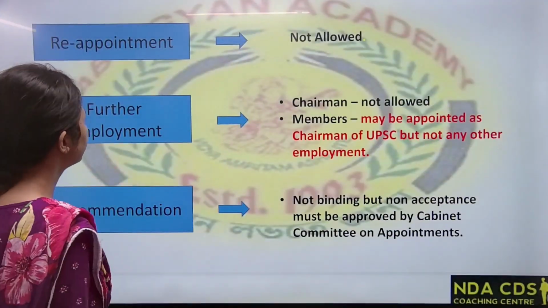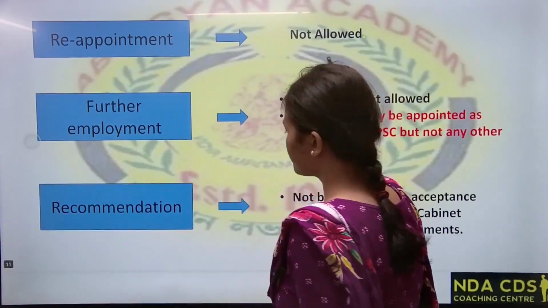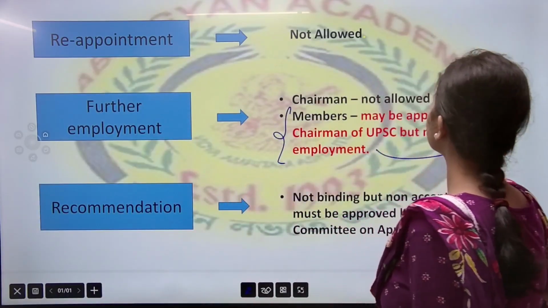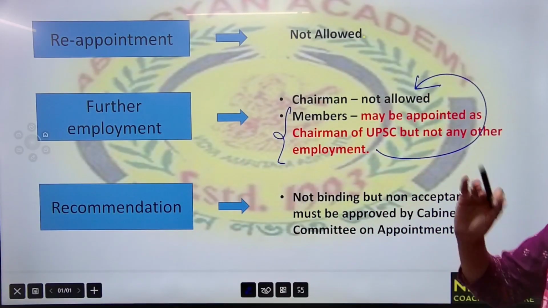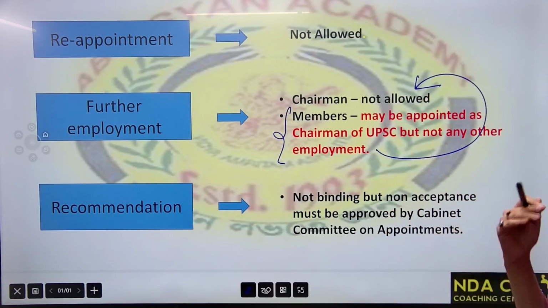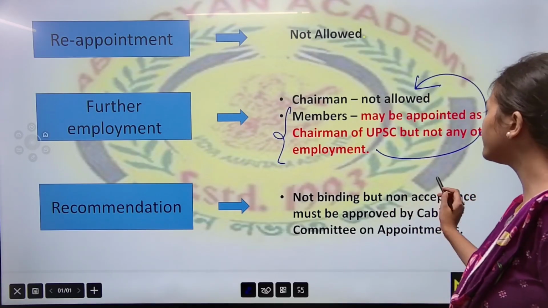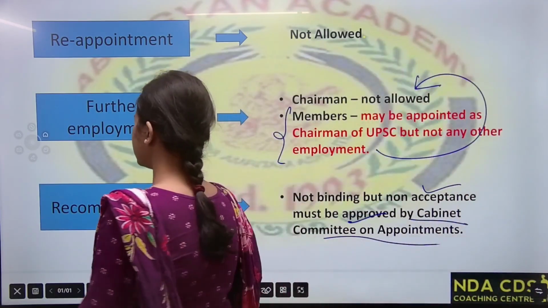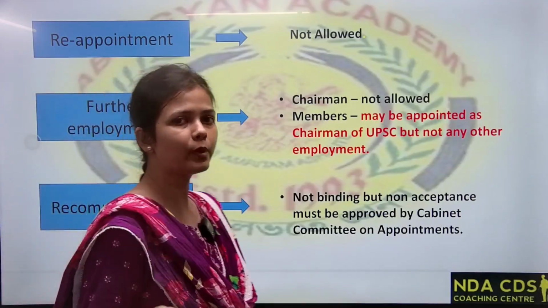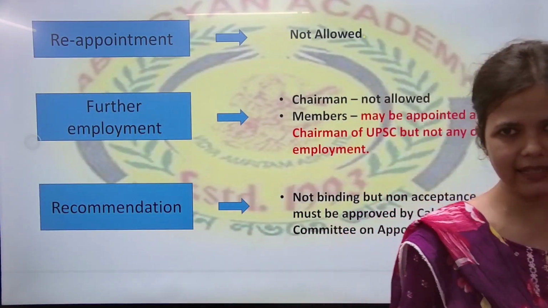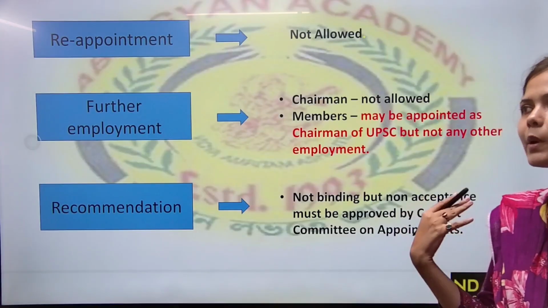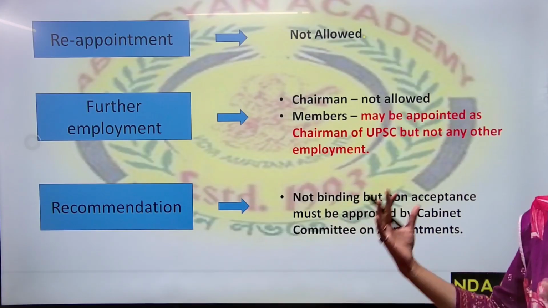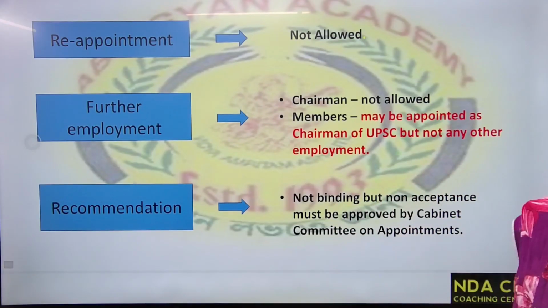Reappointment not allowed. Further employment: the chairman cannot be employed further, but the other members can be appointed as chairman. But in other government offices you cannot be employed. Recommendation is not binding, but non-acceptance must be approved by the Cabinet Committee on Appointments. Whatever recommendation is given by UPSC is not binding in nature. But if you are not accepting their recommendation, you have to tell the reason to the Cabinet Committee on Appointments.